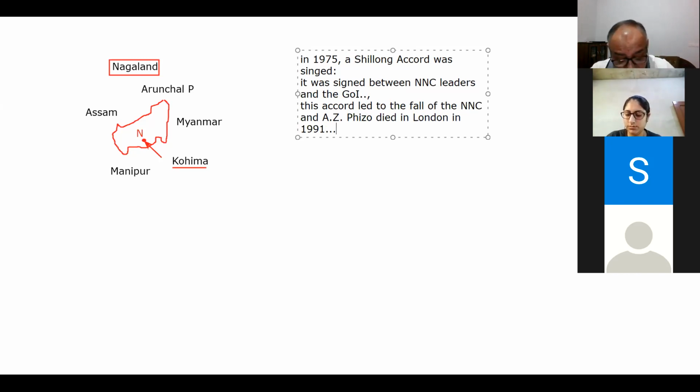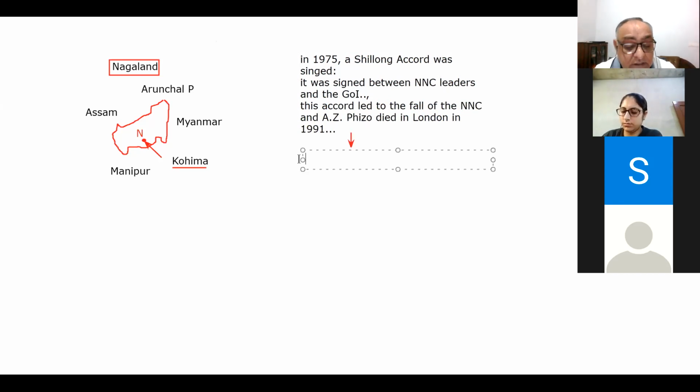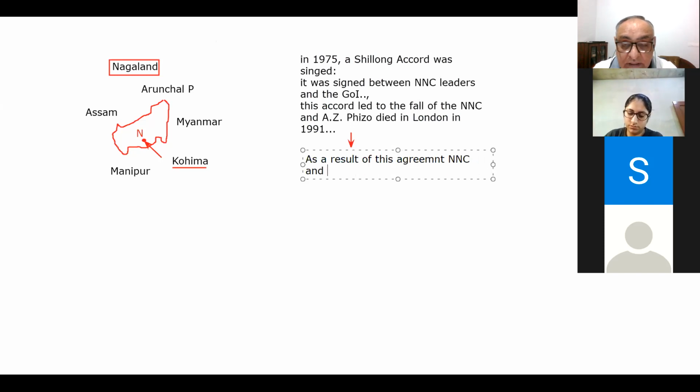So ये November 1975 में sign हुआ था, right? So as a result of this agreement, NNC and the Naga federal government, NFA, जो हमने ऊपर बात की, agreed to give up arms. उन्होंने agree कर लिया कि हम अब violence नहीं करेंगे, right? Give up arms, so this happened there.